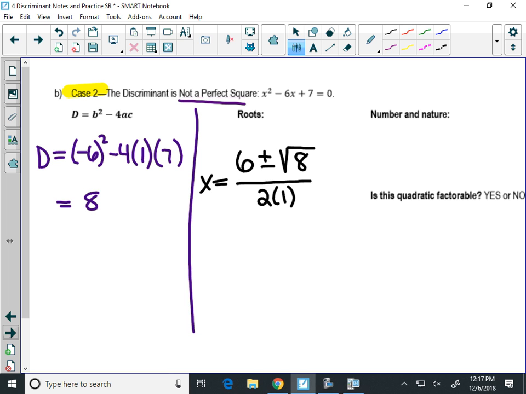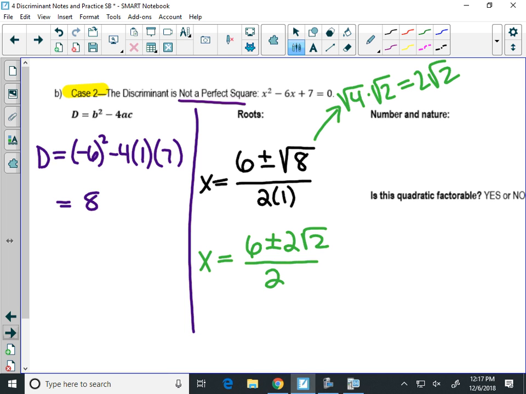Yeah, so square root of 8, if you need to, you can write it down off to the side. What perfect square goes into 8? 4, so it's radical 4 times radical 2, which is simplified as 2 radical 2. If you can do that in your head, you don't have to write it down. So I'll have x equals 6 plus or minus 2 radical 2 all over 2.